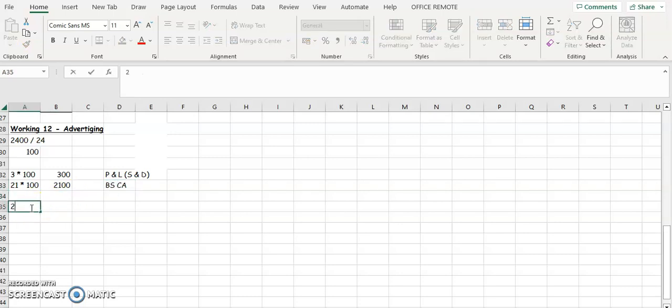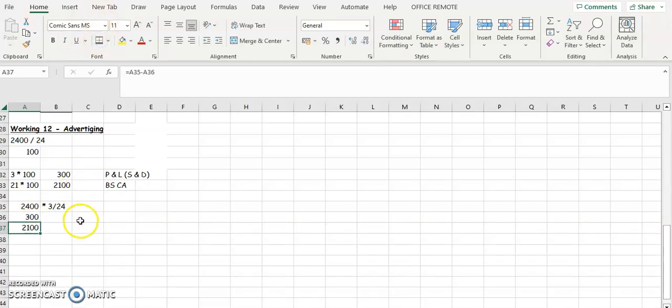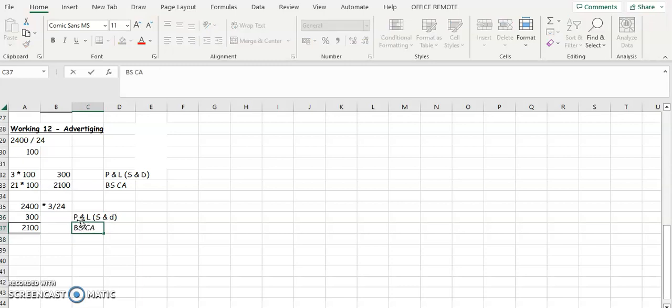You can also take the 2,400 multiplied by 3 over 24. That will give you 300, and then you're going to take them away from each other. So that's going to give you what's left. So this 300 then goes into your profit and loss as part of your selling and distribution. And what's left over then goes into your balance sheet as a current asset because it's prepaid, it's an expense.